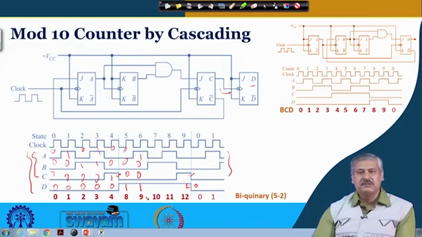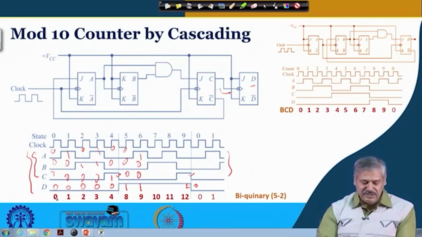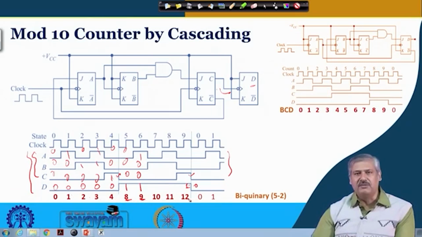So the first 5 values you can see are 0 1 2 3 4. After that what has come? 1 3 zeros, 1 0 0 0 1, okay. So 1 3 zeros is nothing but 8, and this is 9, right. So these are unique 10 states: 0 1 2 3 4 8 9 10 11 12, unique 10 states, right.